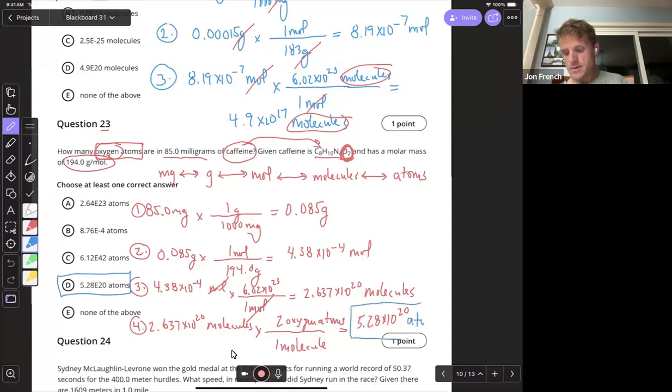And this is atoms. So again, the mass could be different. The formula could be different, if asked for a different unit of oxygen, not atoms.